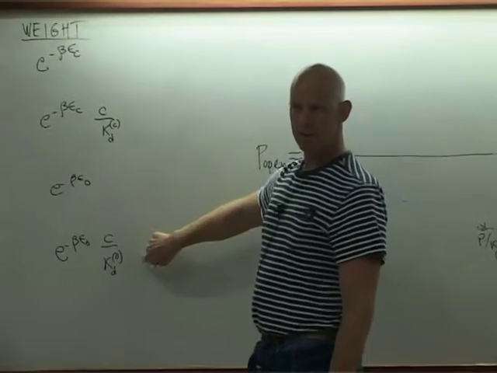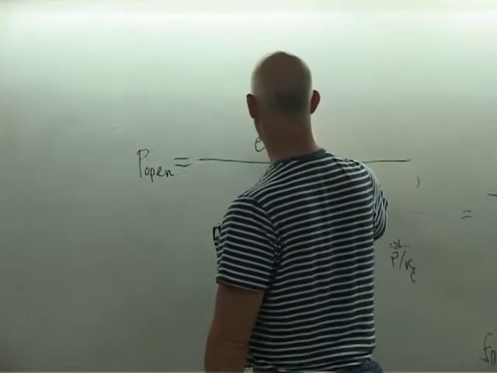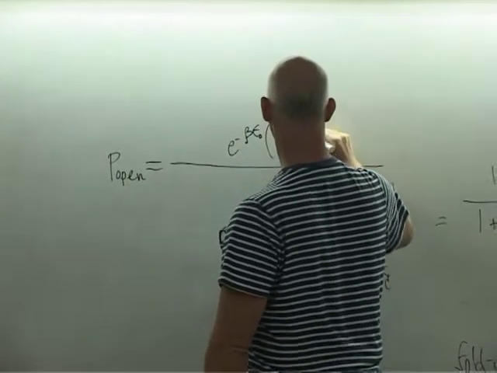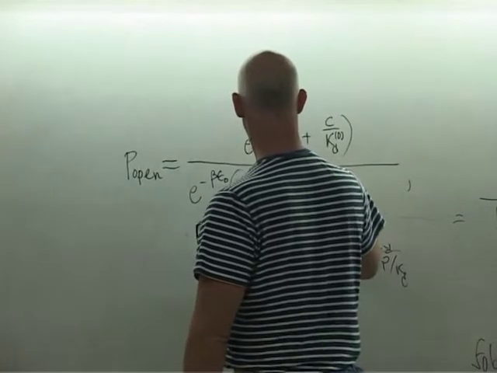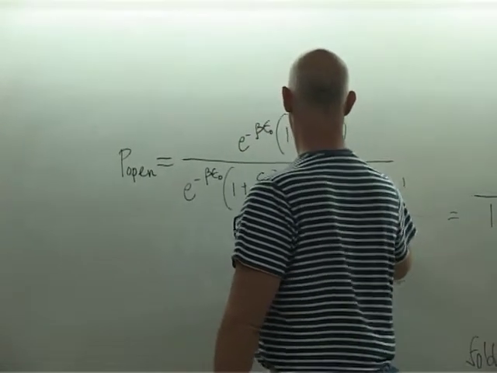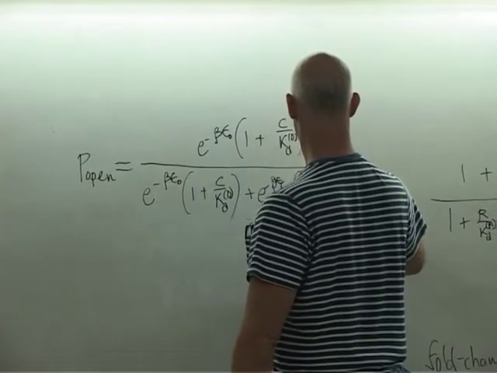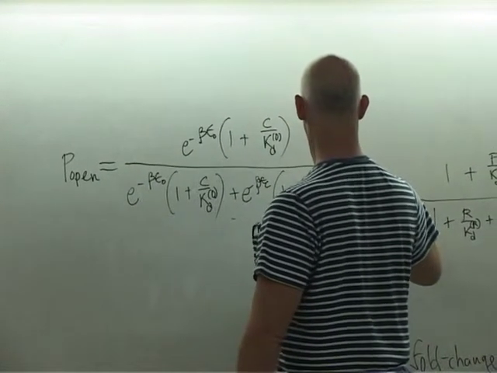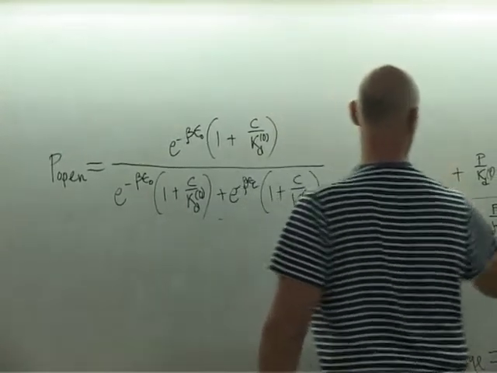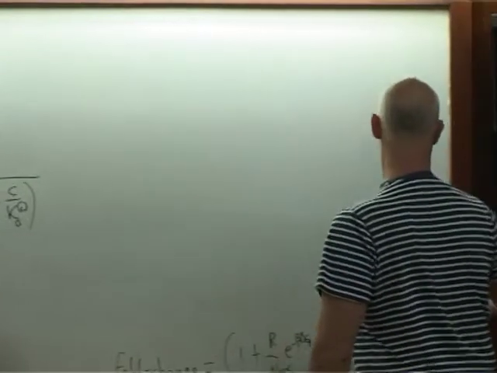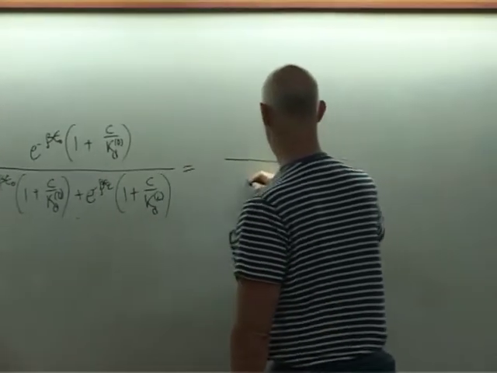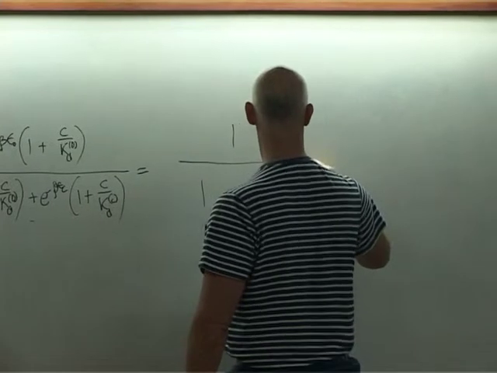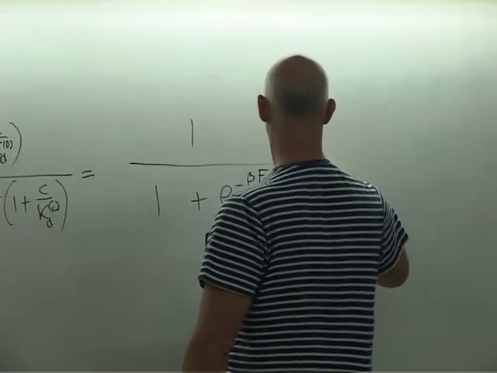So I should use these two states in the numerator, right? So I have e to the minus beta epsilon open, 1 plus c over KD open, over e to the minus beta epsilon open, 1 plus c over KD open, plus e to the minus beta epsilon closed, 1 plus c over KD closed. So that's the result. And let me also just say that if I feel like it, I hope you don't mind, I might choose to write this like this, for the moment leaving it kind of obscure as to why I would do that.